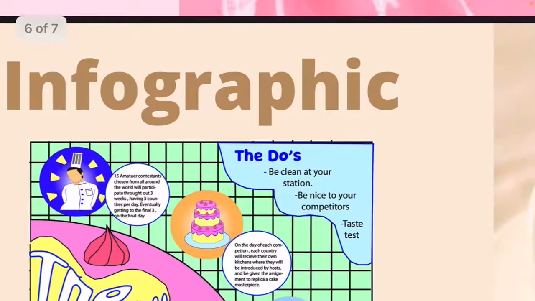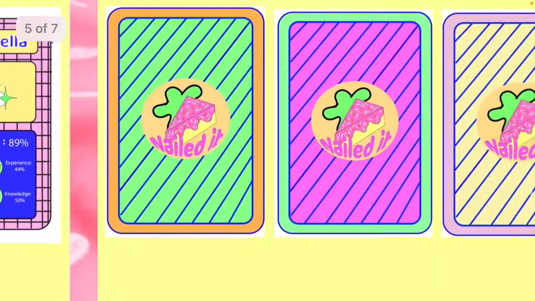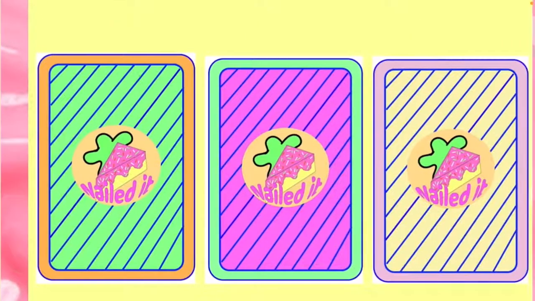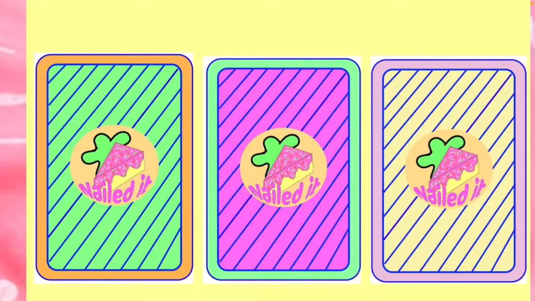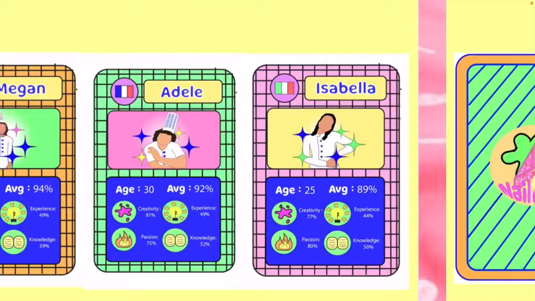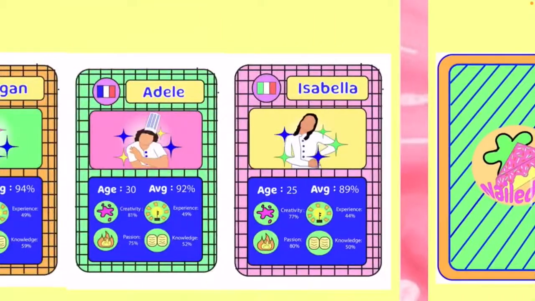And then here I have the back of the player cards. I wrote "they nailed it," and I have a little cake there with a little splash of icing, or it can be anything, because baking is messy, basically. I really like how I did the design here. It reminds me very much of the 80s, very aesthetically pleasing to the eye, pastelic and so forth.